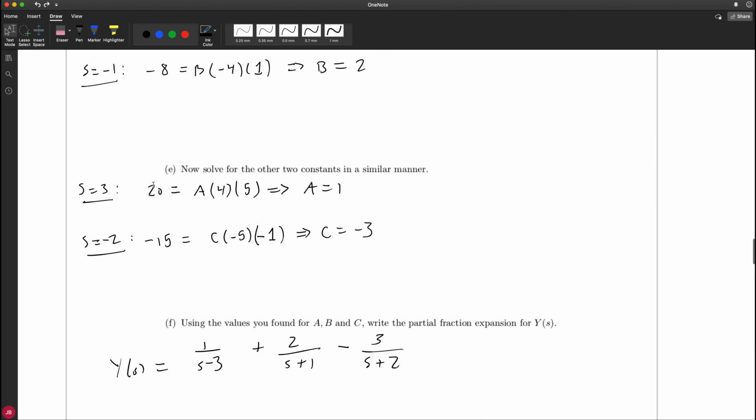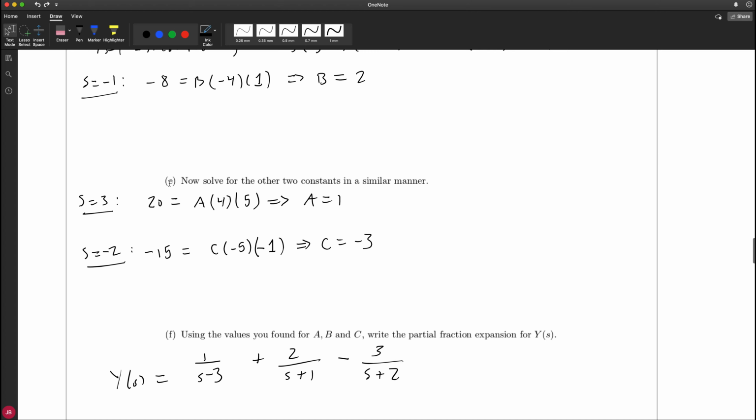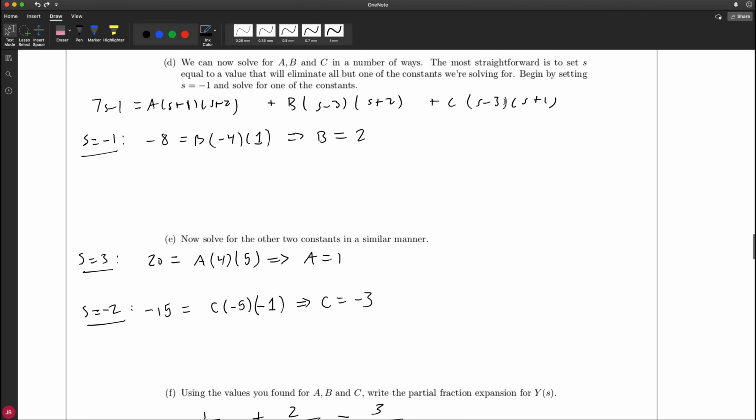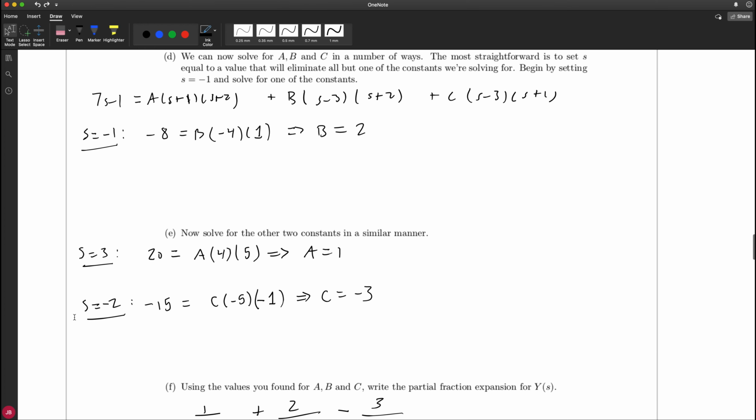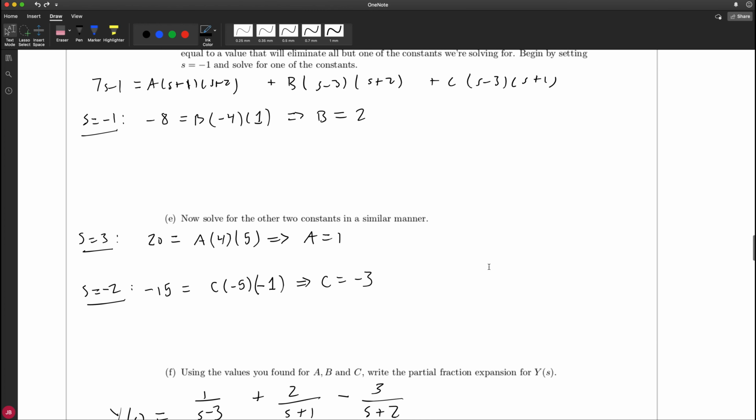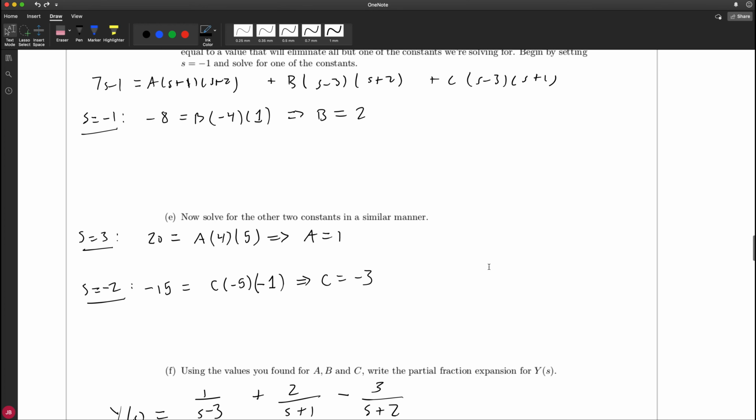When s is equal to 3, these latter two terms are gone, and all you're left with is 21 minus 1, which is 20, equals a times 4 times 5, which says that a equals 1. Similarly, if s is chosen to be -2, it knocks out the first and second terms, and all you're left with is the third term involving only c. On the left-hand side you get -15 when s is -2. And so c has to be -3.